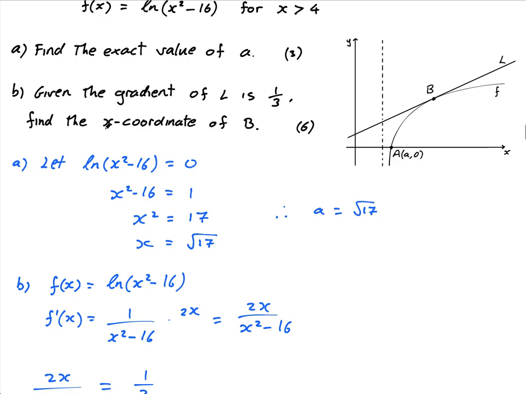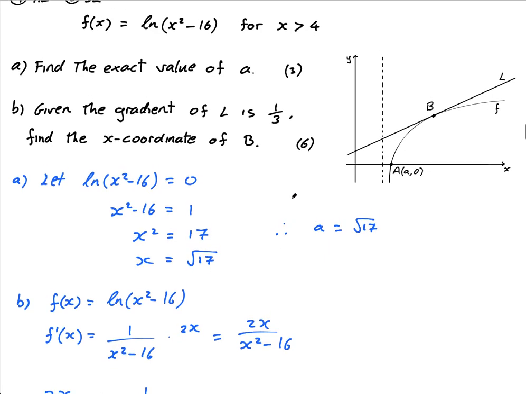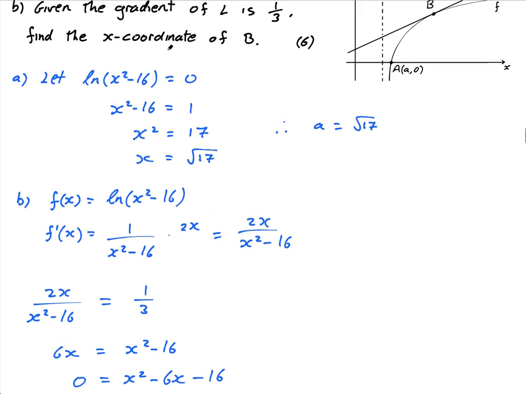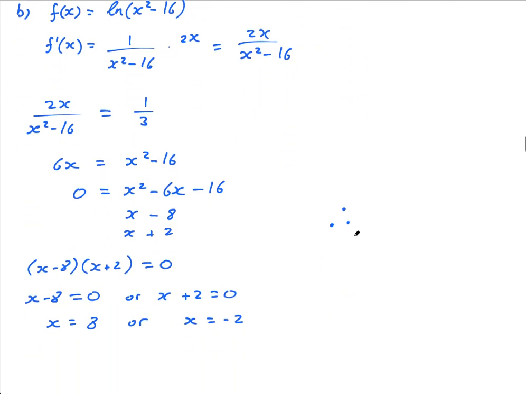Let's go up here. He only wants to find the x coordinate, so it's either going to be 8 or negative 2. Clearly, again, it has to be positive because it's on this positive side. Here's a positive x. So look, x has to be bigger than 4 here anyway. So it is going to be the positive number, which is 8. So therefore, the answer is find the x coordinate of B.